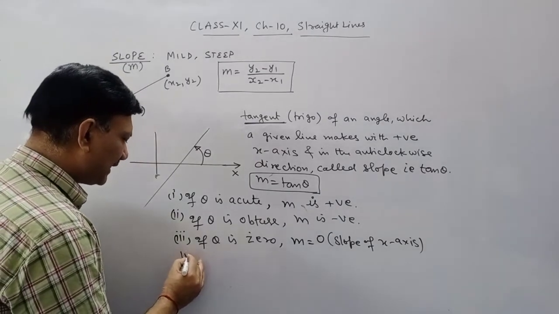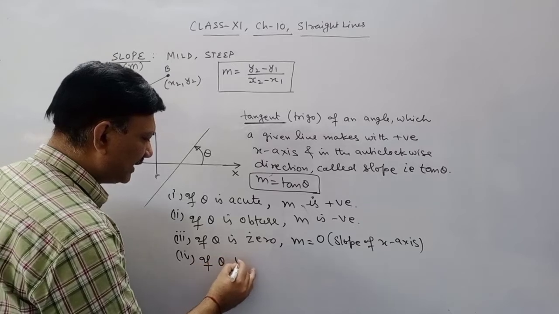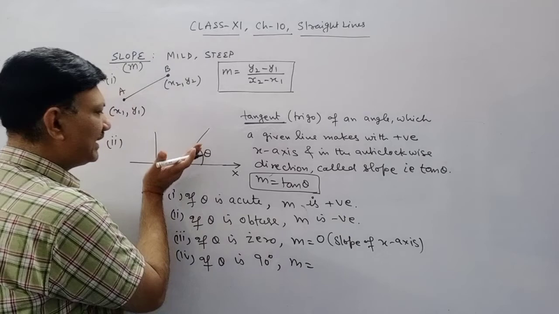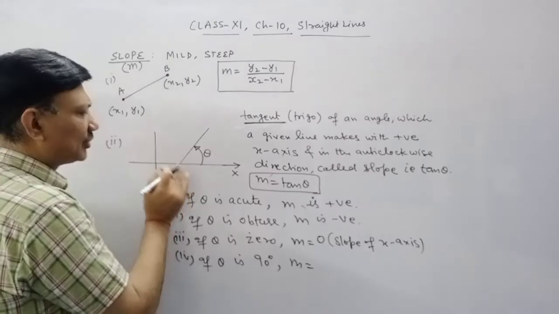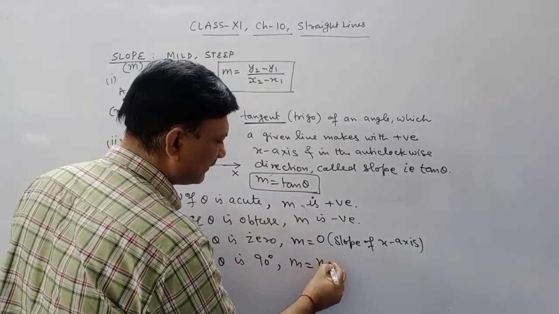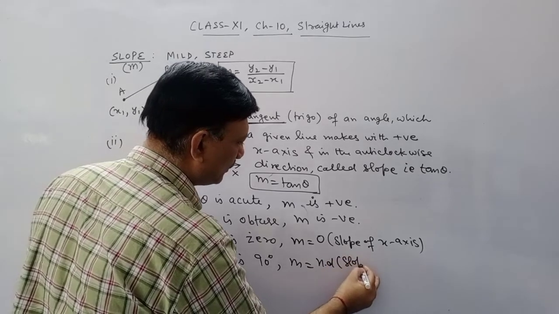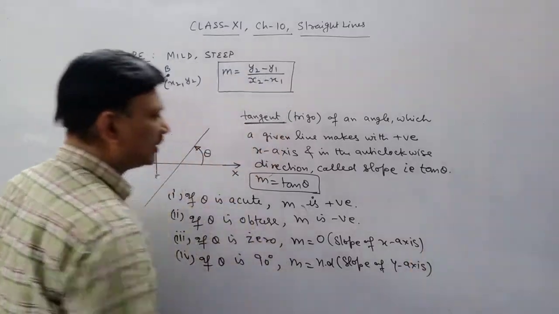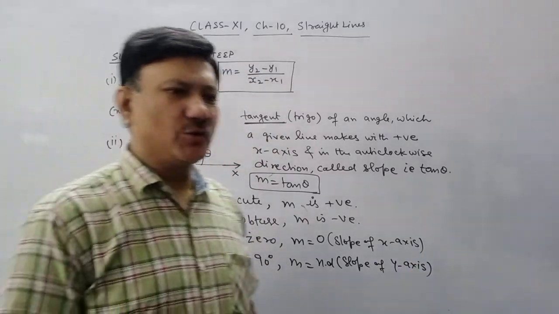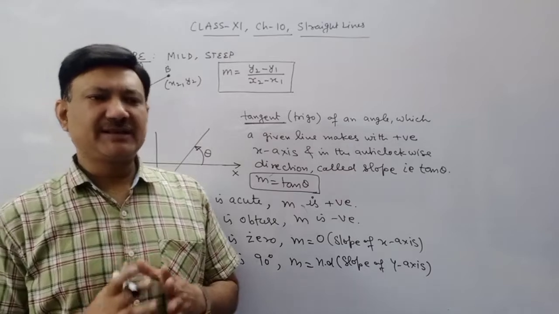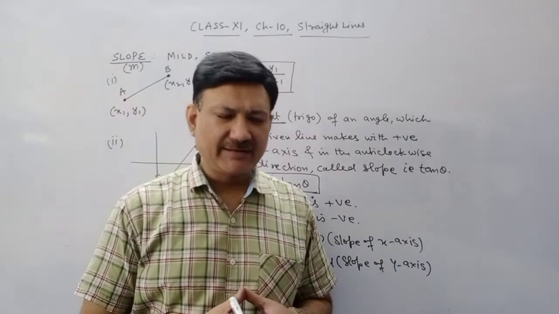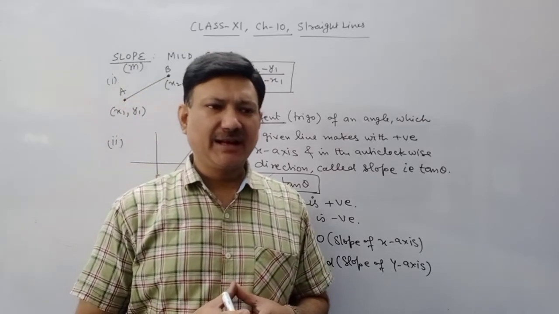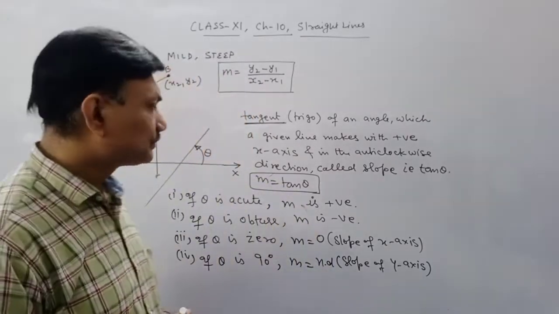Now the next part, if theta is 90 degrees, like this, this theta comes here, then tan 90 is not defined. That means slope of the y-axis is not defined. When theta is acute, slope is positive. When theta is obtuse, slope is negative. When theta is 0, slope is 0. When theta is 90 degrees, slope is not defined.